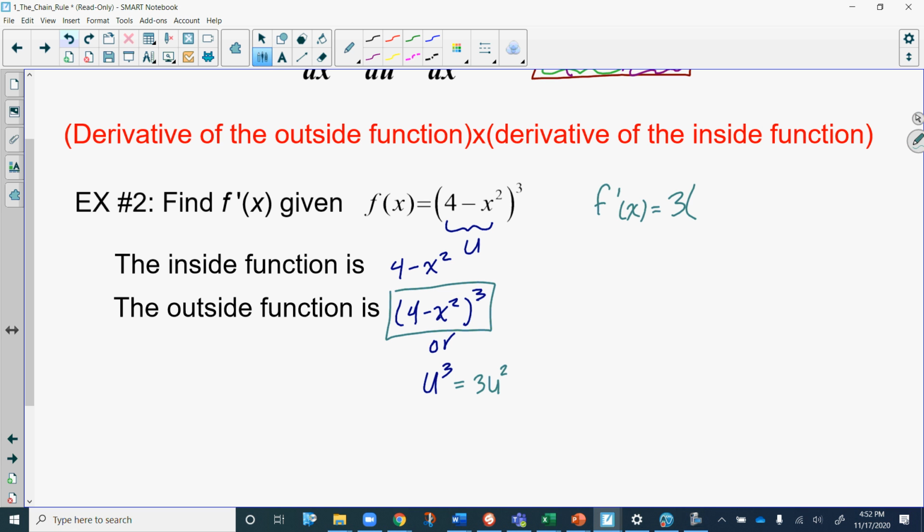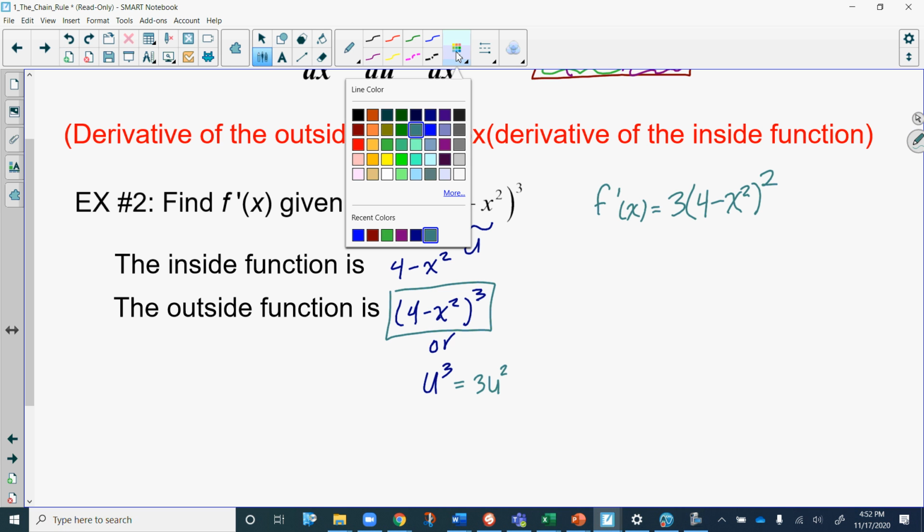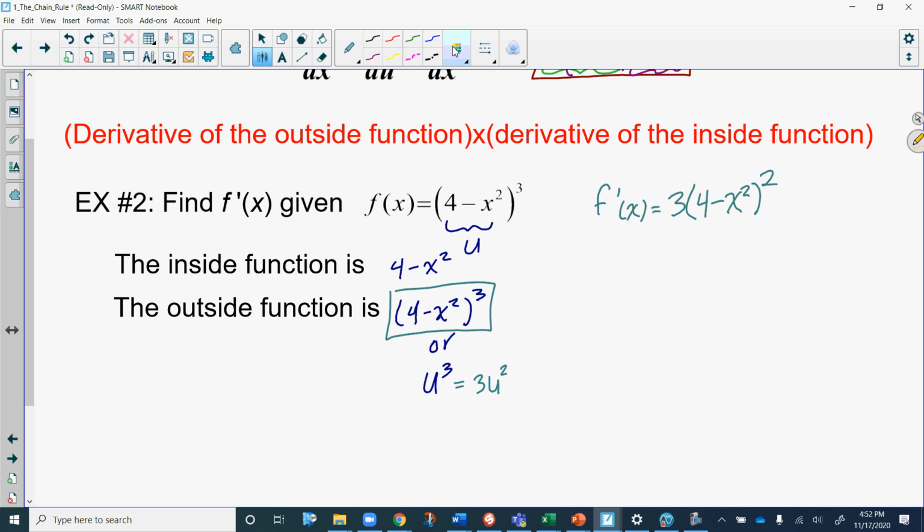I always get so messed up when the variable is not first. Whenever they give me a number first, I always mess it up. 4 minus x squared to the second power. And now we're going to take the derivative of the inside bit. So the derivative of the inside bit, we're going to find now, well, the derivative of that is just going to be negative 2x to the first power.